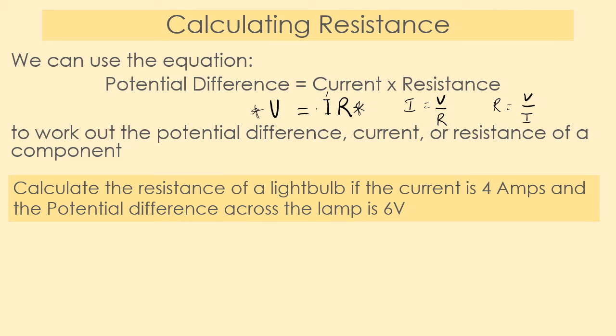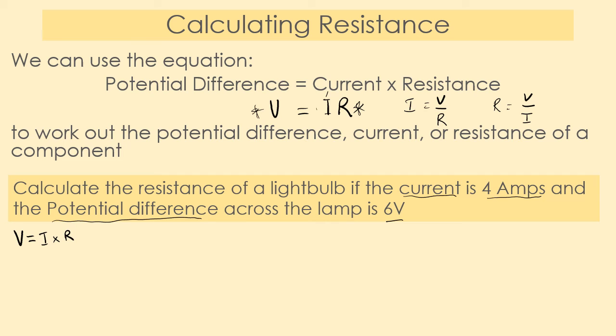So we're now going to have a look at one of them here. Calculate the resistance of a light bulb if the current is 4 amps and the potential difference across the lamp is 6 volts. So I'm going to write down my equation. V equals I, my current, times R, my resistance. V equals IR. And let's see what I know already. I know my current is 4 amps. I know my potential difference is 6 volts.